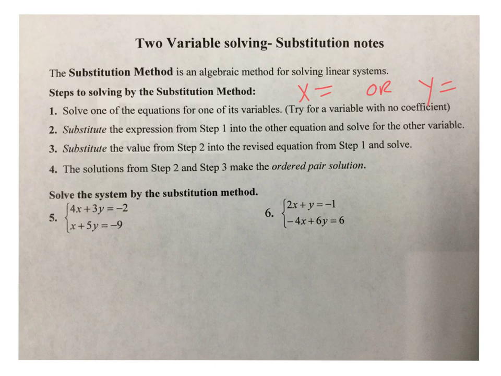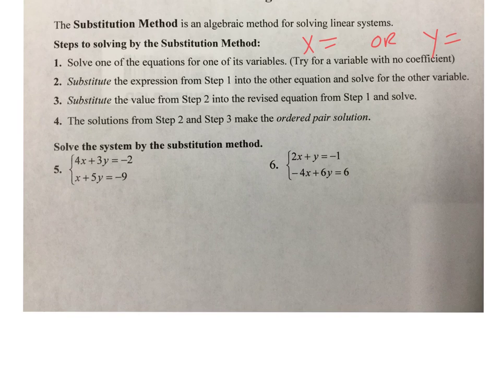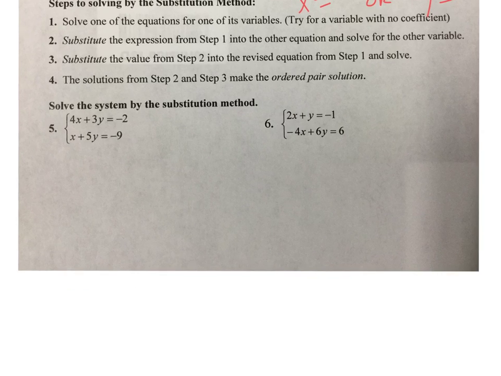Okay, so for the first one, we have 4x plus 3y equals -2 and x plus 5y equals -9. So since I'm telling you to solve the system by the substitution method, you need to make sure that one of the equations is in x equals form or y equals form. So neither one of them are, but I'd like to take the second equation and make it into an x equals format. So I'm going to subtract 5y on both sides. And so this equation is now going to be rewritten as x equals -9 minus 5y. Okay, so x is equal to an expression, all right?